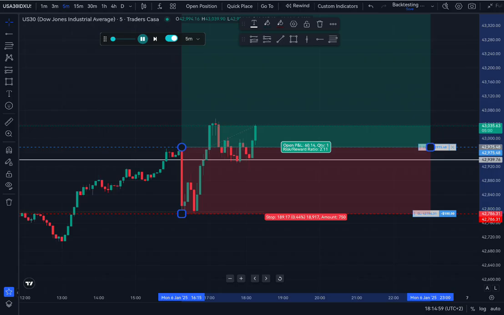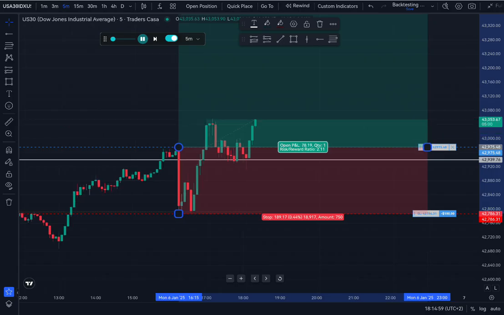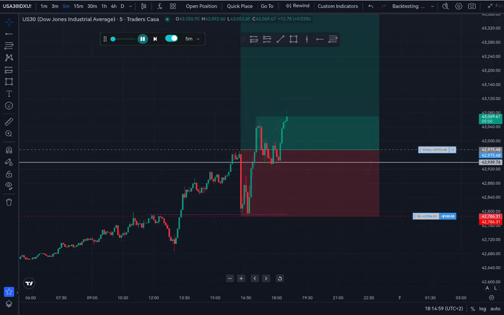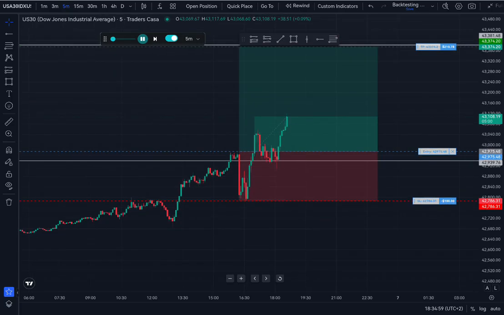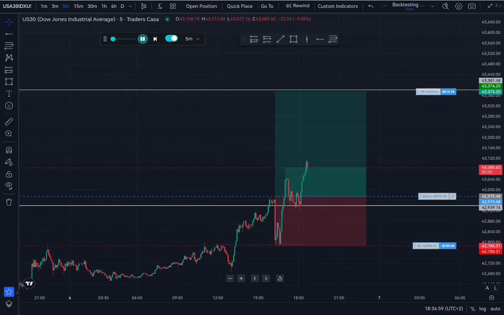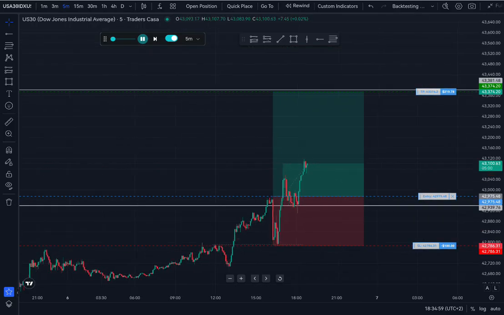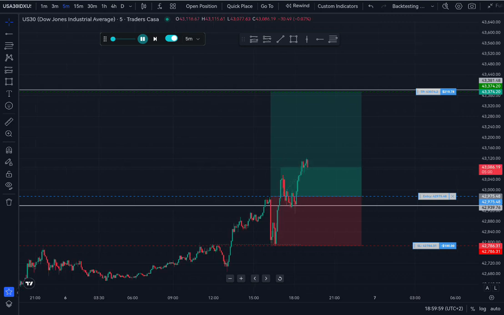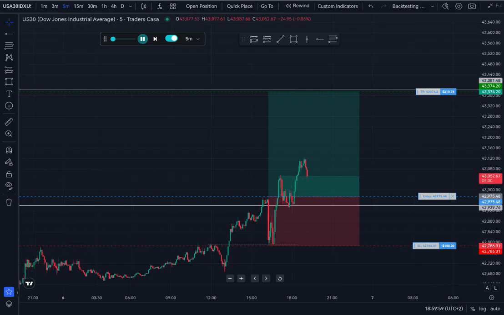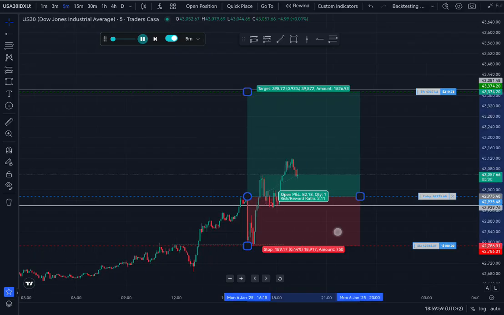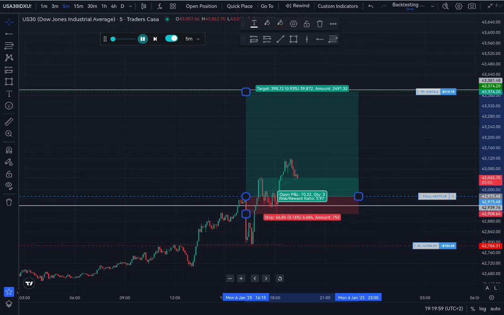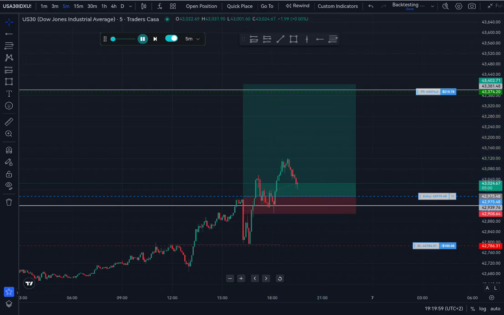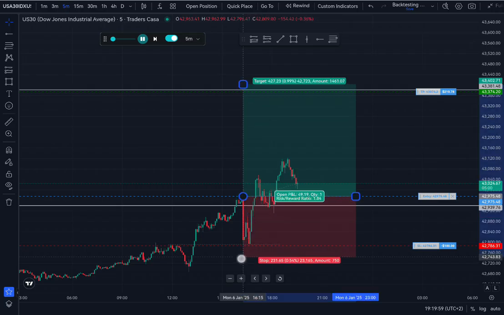Let's see if we can get tapped in. We are not in. Didn't get tapped in, but this is a proper one. And that was a proper one, you guys. So with a buy there and a stop here, a TP over there, that's still a 1 to 2. That would have been nice, but we'll hold on.